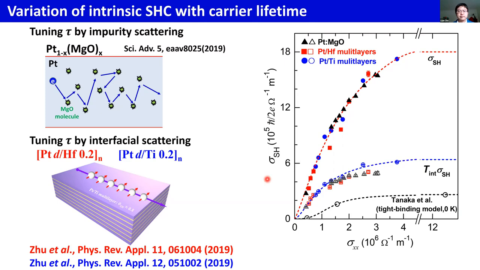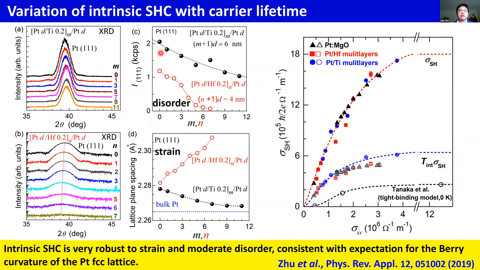From the X-ray diffraction measurement, we found the platinum FCC 111 peak intensity varies very slowly with increasing titanium insertions, but very strongly with increasing hafnium insertions, which indicates that the disorder of the two systems varies very differently.